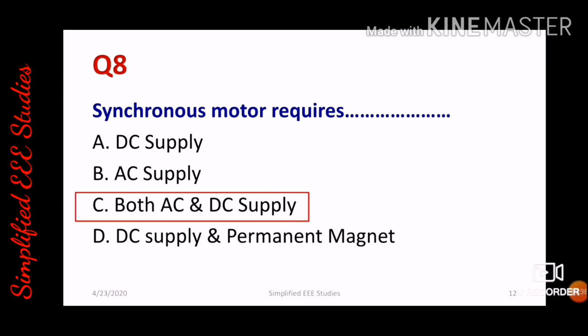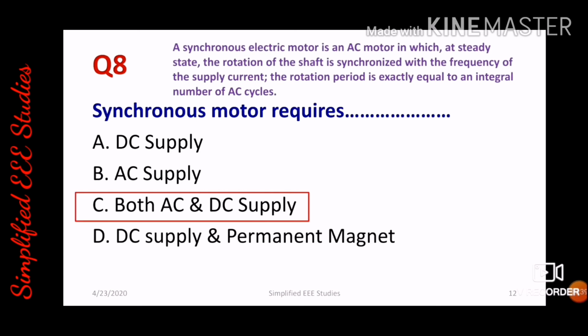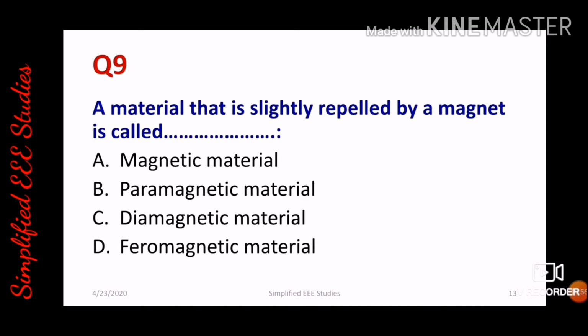I have given some points related to the synchronous motor over here. A synchronous electric motor is an AC motor in which, at a steady state, the rotation of the shaft is synchronized with the frequency of the supply current. The rotation period is exactly equal to an integral number of AC cycles. This is a peculiarity of the synchronous motor. Moving on to question number 9.